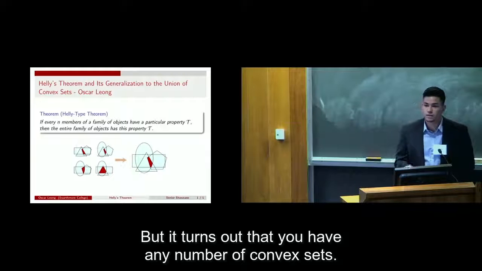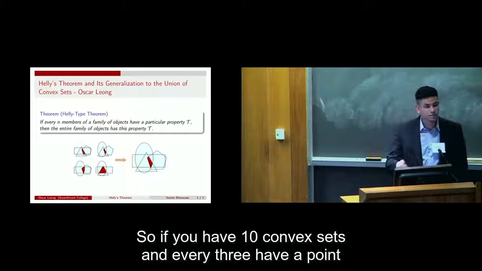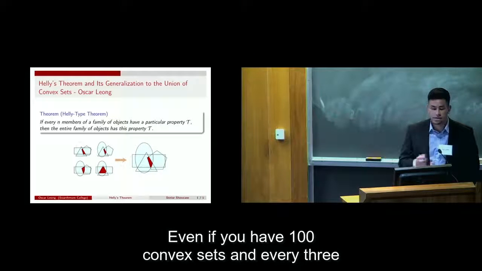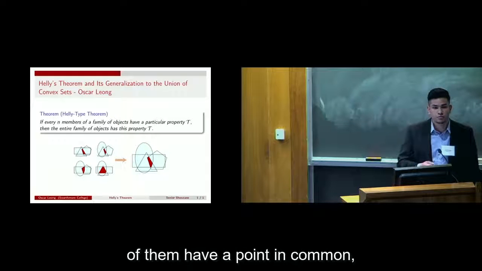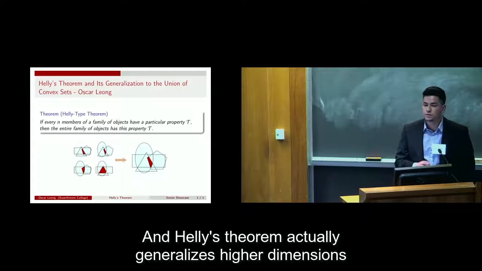But it turns out that if you have any number of convex sets, as long as the intersection condition holds, then Helly's theorem holds true. So if you have 10 convex sets and every 3 of them have a point in common, they all have a point in common. Even if you have 100 convex sets and every 3 of them have a point in common, then they all have a point in common. And Helly's theorem actually generalizes to higher dimensions as well.